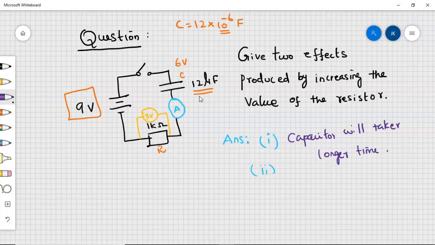And second one, initial current will be lower. So these are the two effects of increasing the value of the resistor. It will affect one, the time to charge the capacitor. Another, you can regulate the initial current.